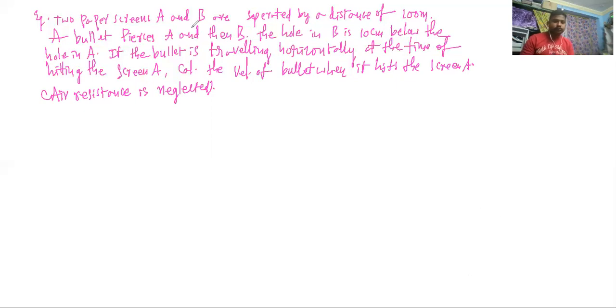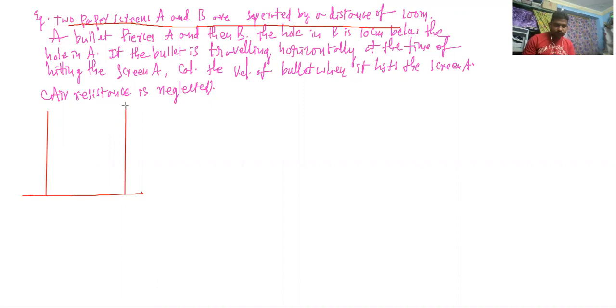Now, let's read the question. Two paper screens A and B are separated by a distance of 100 meters. So let us draw the rough diagram related to this. There is one paper screen. There is another paper screen. These are just two paper screens, A and B. They are kept at a distance of 100 meters. So you should be very careful about the centimeters and the meters, 100 meters. A bullet pierces A and then B. The hole in B is 10 centimeters below the hole in A.